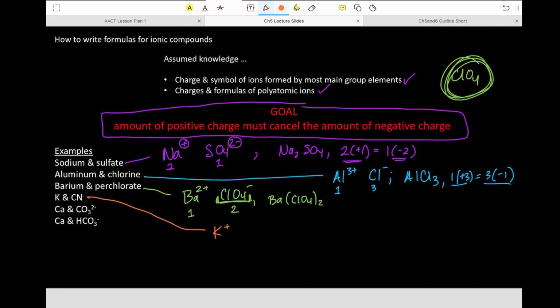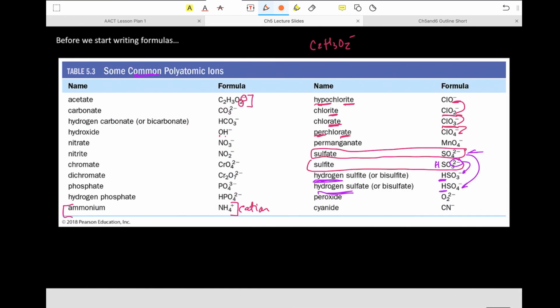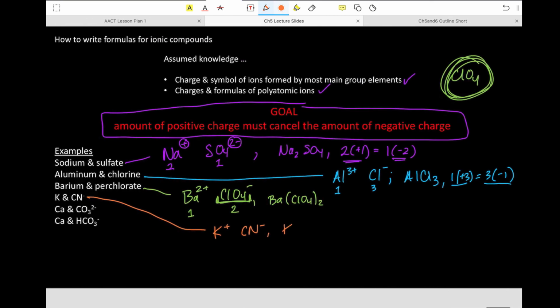All right, next up, we've got our K and CN, right? So K has a charge of +1, CN has a charge of -1. Oh, look, this one is so easy, right? Obviously just 1 of each. Next up, we have calcium and CO3, so calcium 2+, CO3 2-, again, 1 of each.